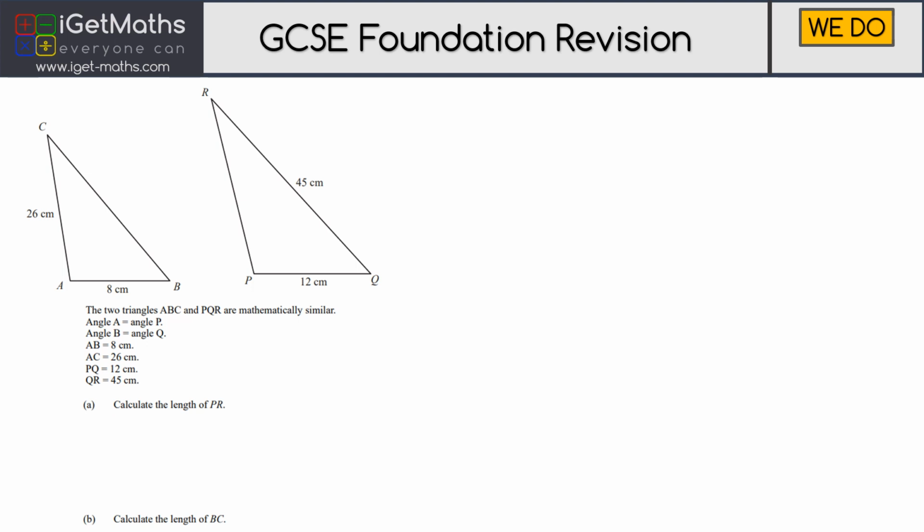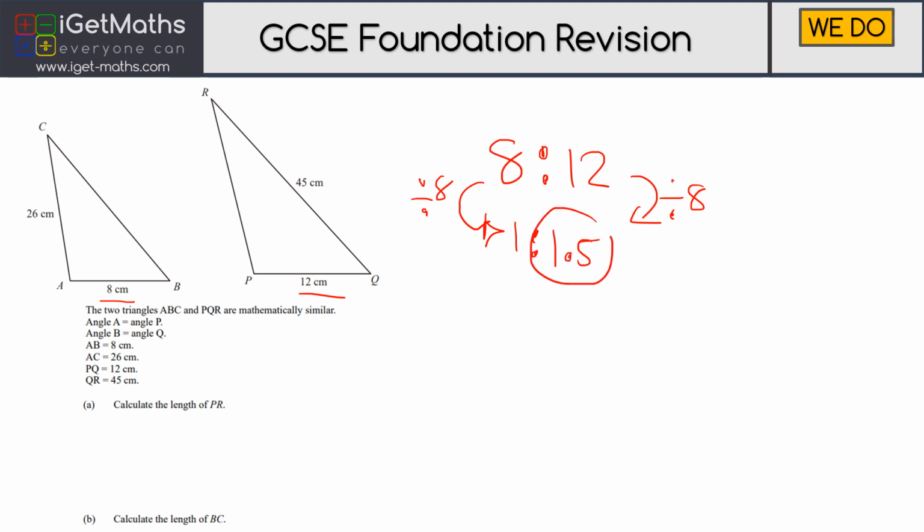To do that, what we need to do is find a corresponding side, such as 8 and 12, and we need to find the linear scale factor. So we've got 8 to 12. We want this in the form 1 to n, so we're going to divide by 8. That will give us 1, and then 12 divided by 8. Remember, it's a calculator paper, so you can use your calculator. 12 divided by 8 gives us 1.5. And the 1.5 is your linear scale factor.